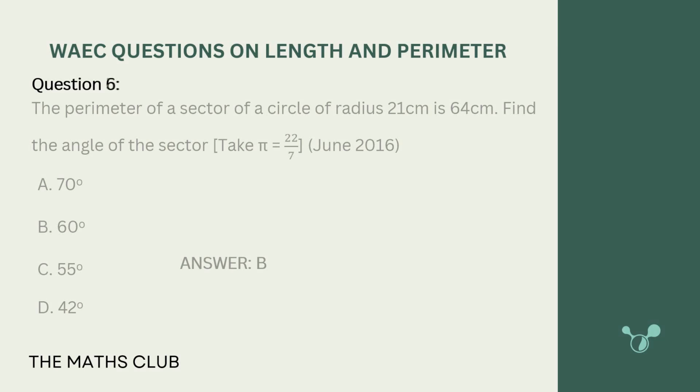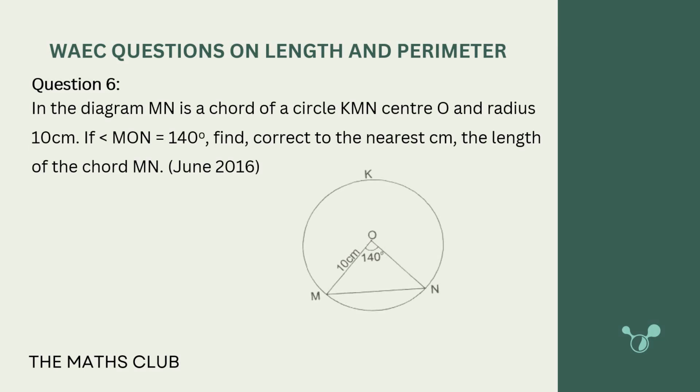Great. So question 6 now says that in the diagram, MN is the chord of a circle KMN, which has a center O and radius 10 centimeter. If the angle MON is 140 degrees, find, correct to the nearest centimeter, the length of the chord MN. This is from June 2016. I want you to pause the video and try that yourself. Welcome back. Let's solve it together.